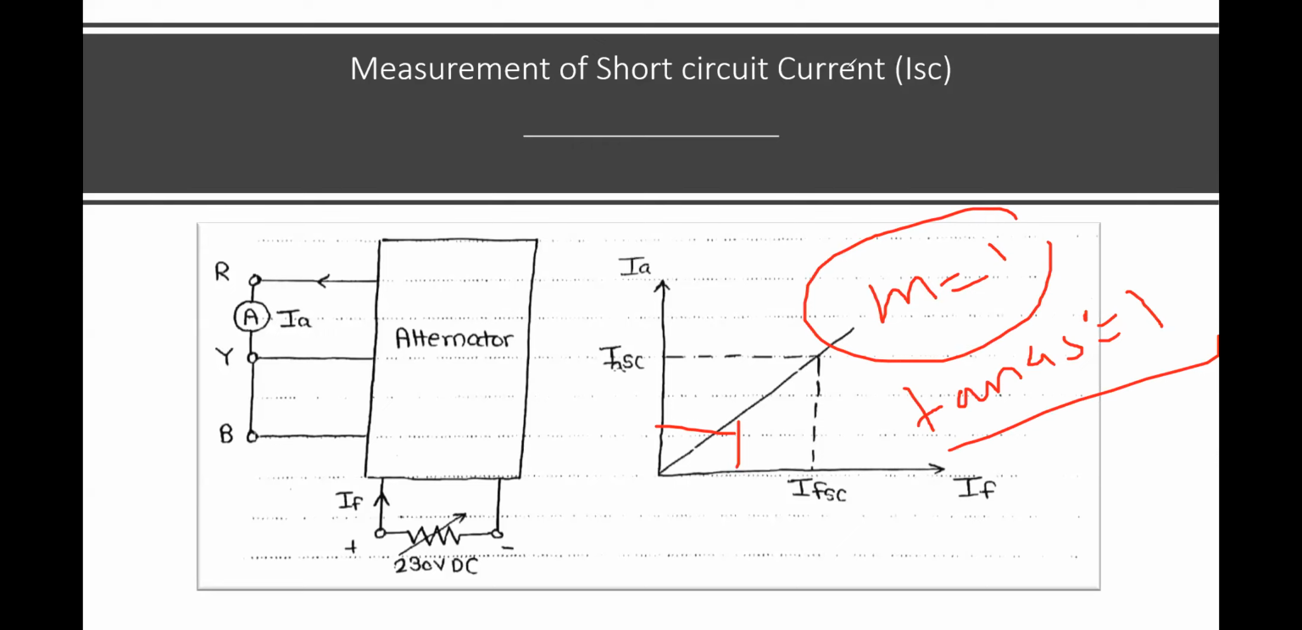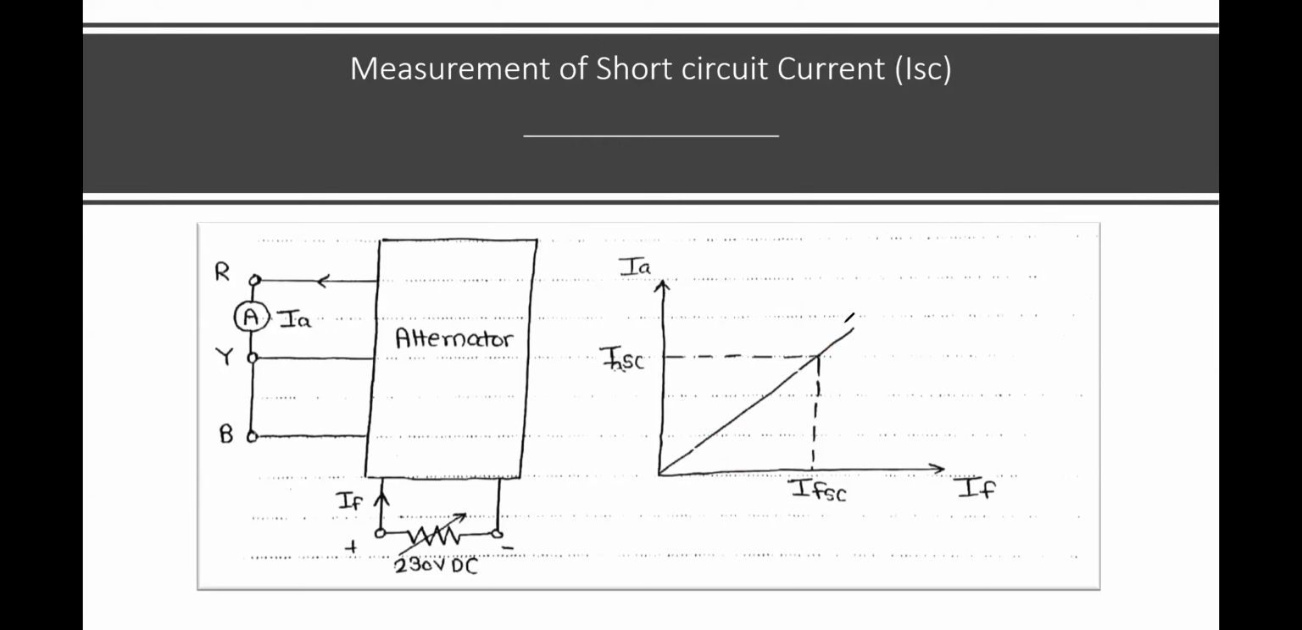Now see the applications of mathematics. According to mathematics, this is your linear graph, and the slope is 1. Slope is 1 means whatever quantity is present on the x-axis is followed by the quantity on the y-axis. So if I slowly increase the field current, definitely there is an increase in the armature current. This is the conclusion: whenever I increase the field current, my armature current also increases simultaneously. So this is the application of mathematics in your machines.